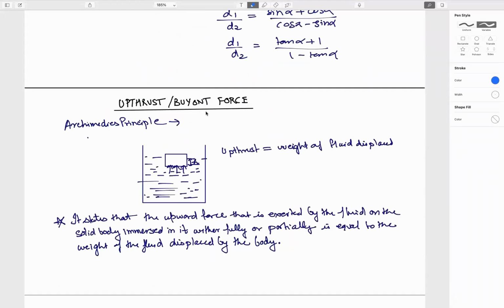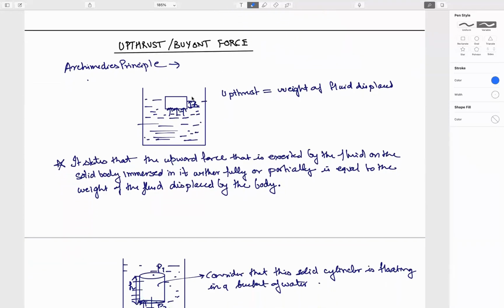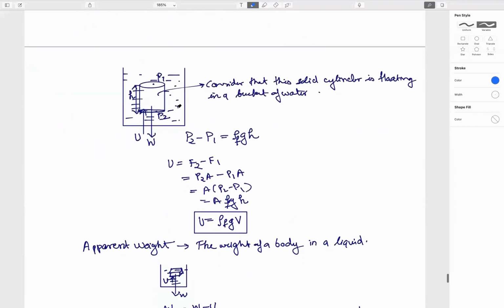Okay. So I started today's discussion with upthrust. Upthrust, according to Archimedes' principle, is nothing but the weight of fluid displaced when a solid body is immersed in water. Archimedes' principle states that the upward force exerted by the fluid on a solid body immersed in water, whether partially or fully immersed, is equal to the weight of the fluid displaced by the body. So we tried to calculate what upthrust is.